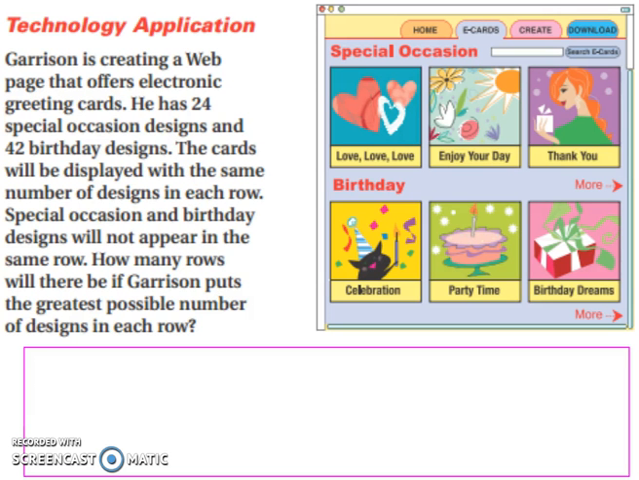Now let's try a technology application. Garrison is creating a web page that offers electronic greeting cards. He has 24 special occasion designs and 42 birthday designs. The cards will be displayed with the same number of designs in each row. Special occasion and birthday designs will not appear in the same row. How many rows will there be if Garrison puts the greatest possible number of designs in each row?